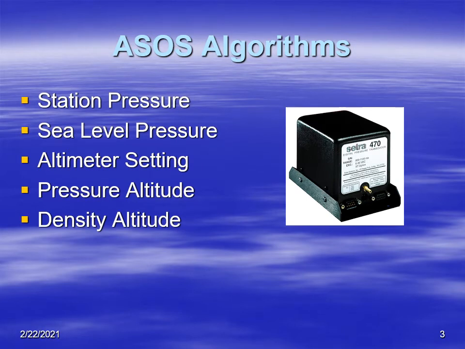In the United States, weather observations are made by Automated Surface Observing Systems, or ASOS. And for pressure, the ASOS has a pressure transducer called a Setra 470. And from that, we can calculate station pressure, sea level pressure, altimeter setting, pressure altitude, and density altitude.